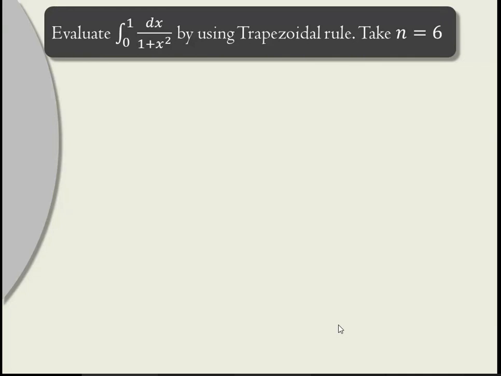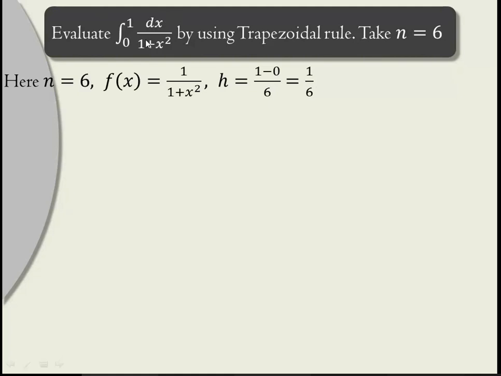Either n is given or h is given in the problem. In this problem n is given as 6. a is 0, b is 1, n is 6. So from that we can get h. h will be the length of subinterval, and that will be b minus a divided by n. So n will be 6.